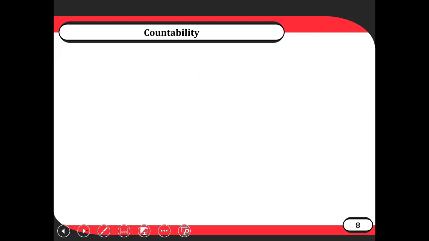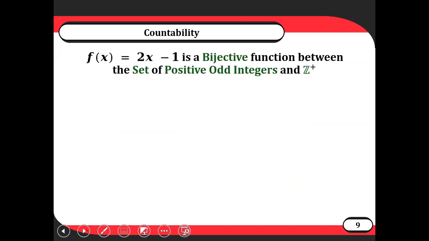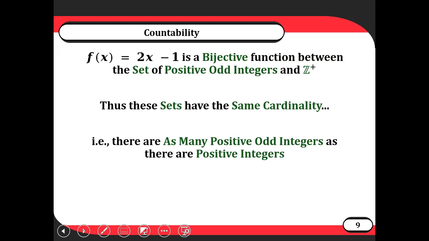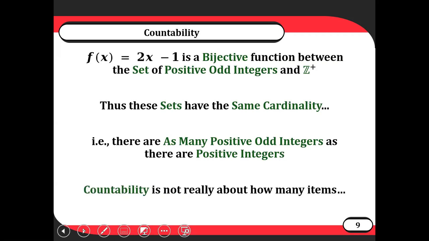Yeah, so what that means is that there's an equal number of positive integers and positive odd integers, which is sort of not really intuitive, but it means they're countable. So these sets have the same cardinality. So that means this is a countable set.